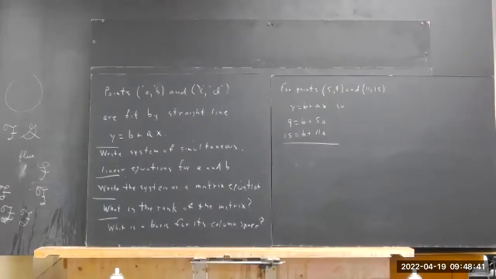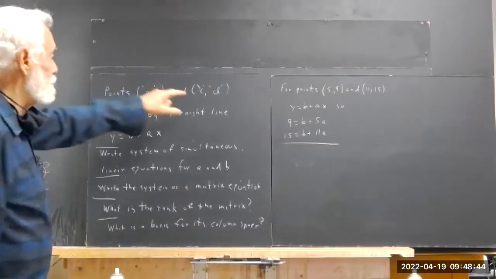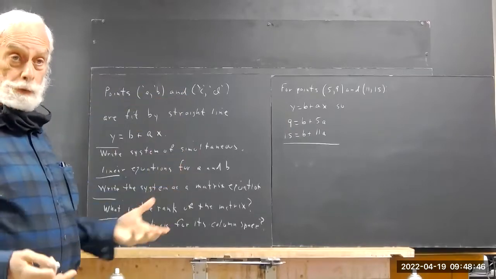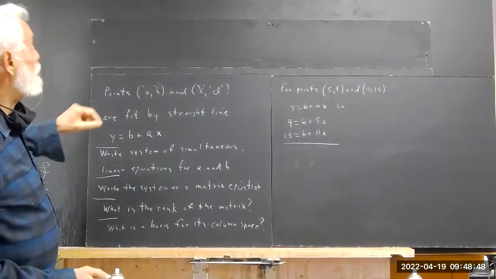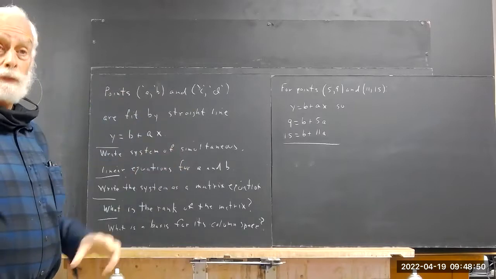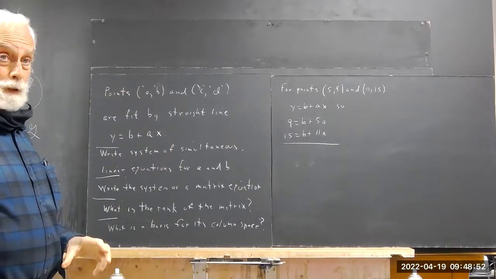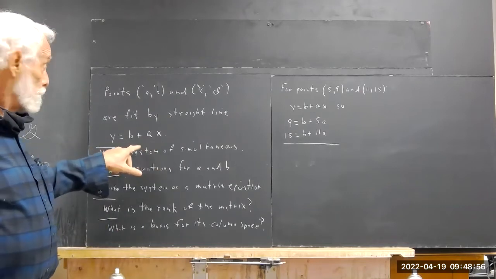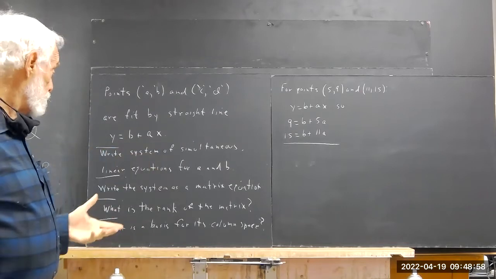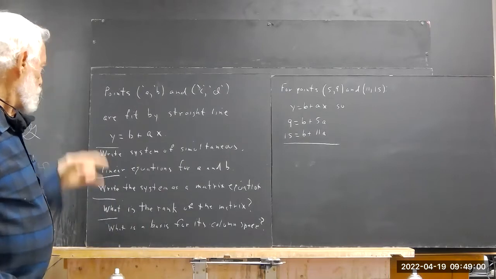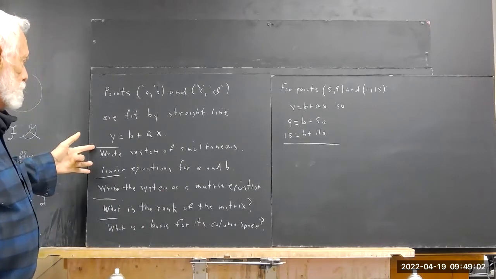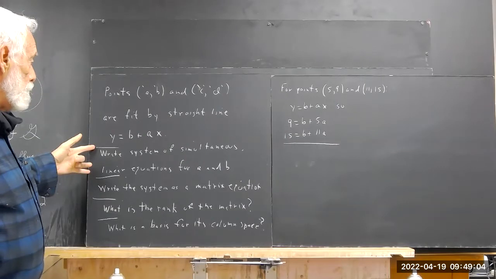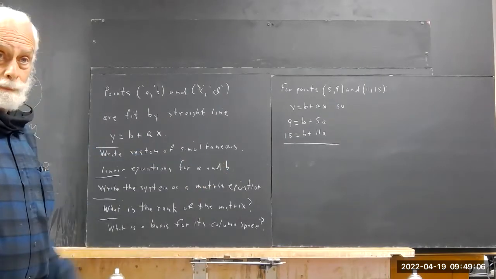Okay, so we have the problem of 2 points, think of 2 points in R2. And we can think of R2 as a vector space V if we want to. Okay. And they're going to be fit by this straight line, y equals b plus ax. Now, first thing I ask is write the system of simultaneous equations that you would solve for A and B.